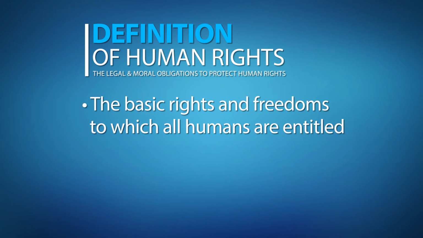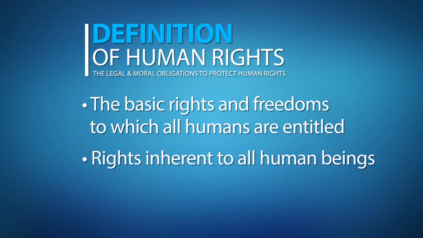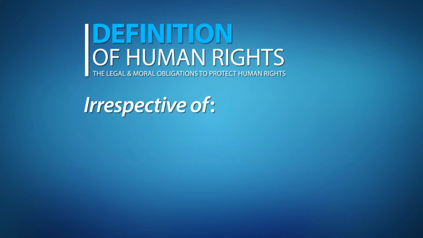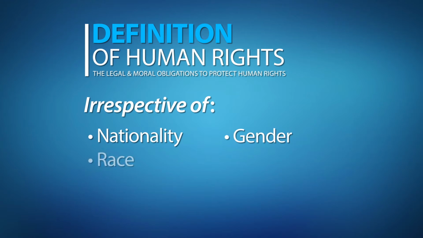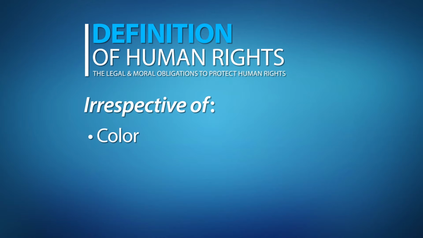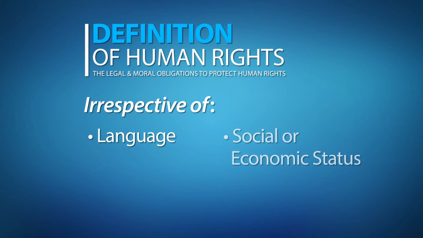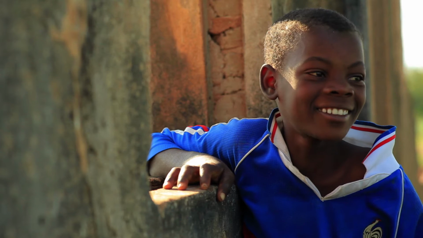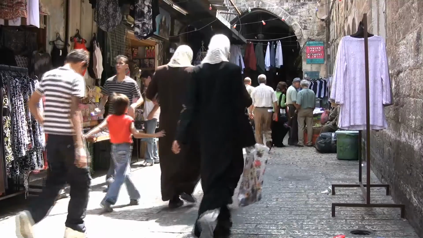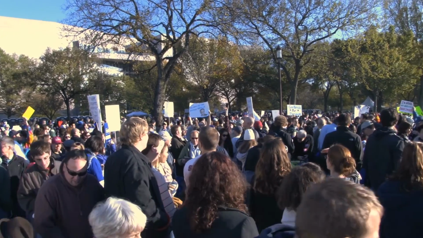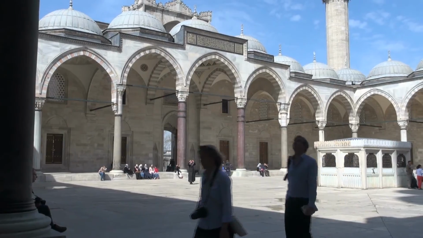Human rights are the basic rights and freedoms to which all humans are entitled. They are rights inherent to all human beings, irrespective of their nationality, gender, race, ethnic origin, color, sexual orientation, physical ability, religion, language, social, or economic status. Everyone is equally entitled to human rights without discrimination. While we distinguish between civil, political, economic, social, and cultural rights, these rights are all interrelated, interdependent, and indivisible.